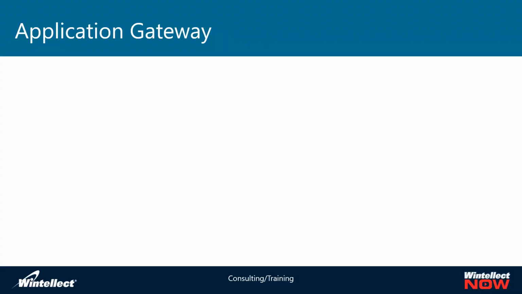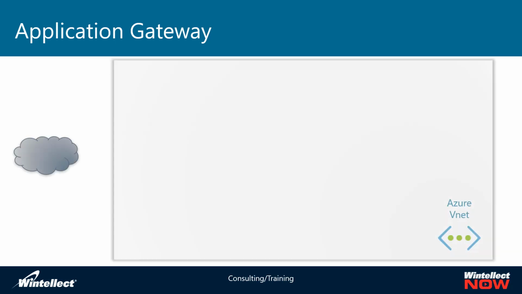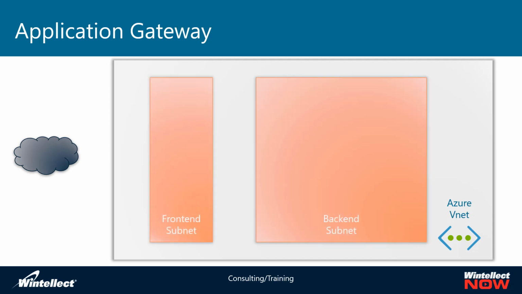Last time we looked at load balancers, and today we're going to be looking at application gateways, and they fulfill a very similar role, but that's specific to HTTP and HTTPS traffic. So we're going to start off with the same basic units, the internet and an Azure VNet, and then we're going to have that VNet carved up into two subnets, a front-end and a back-end subnet.